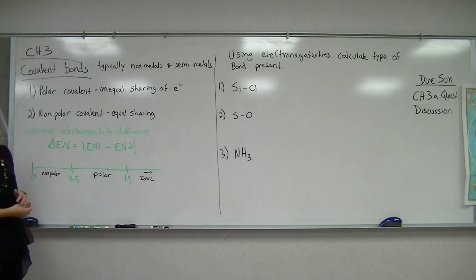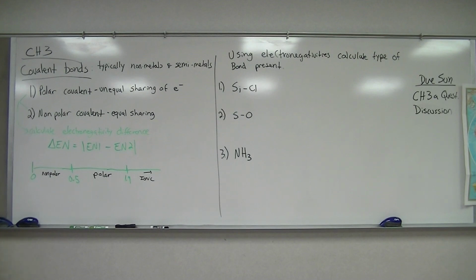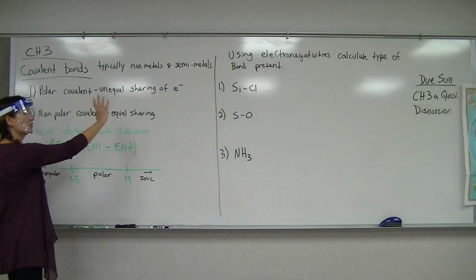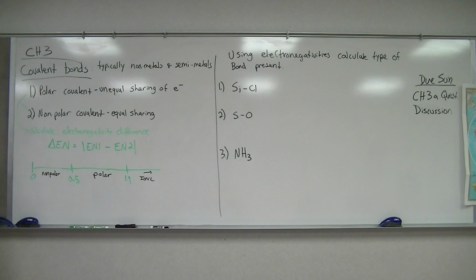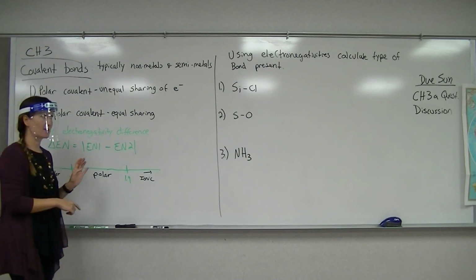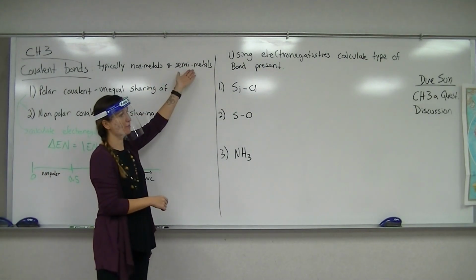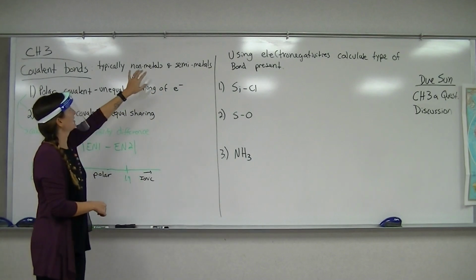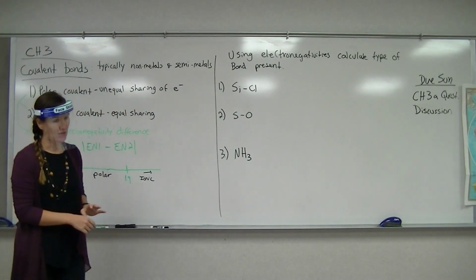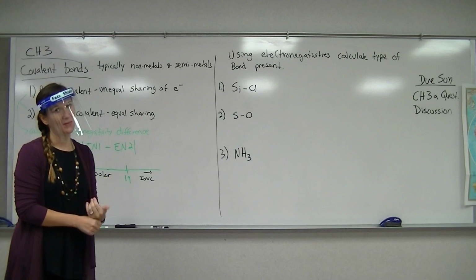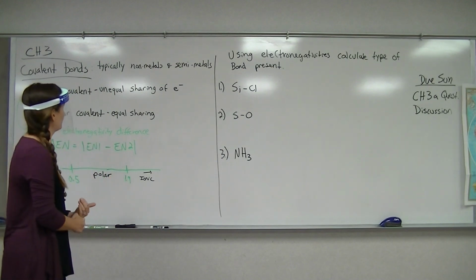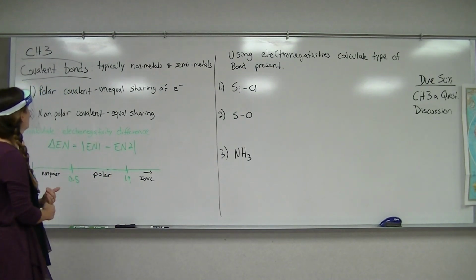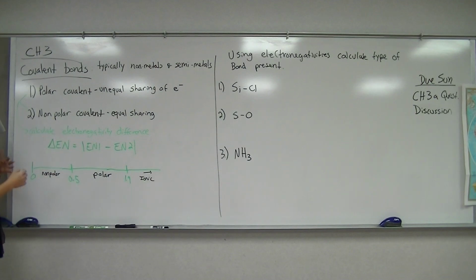Remember on the periodic table we had that zigzag line where the nonmetals were to the right of it and the metals were to the left, and then anything touching that zigzag line was a semimetal or metalloid. Okay, so it typically happens between nonmetals and semimetals. There are a few cases with a metal and a nonmetal, but not very often. So how do we figure out if it's a covalent bond other than what elements are involved in the bond? We're going to actually use electronegativities to calculate.